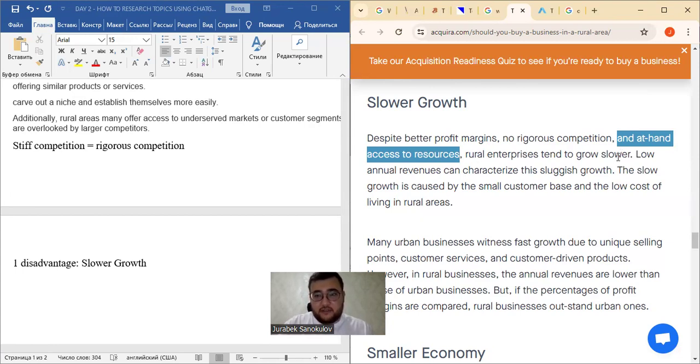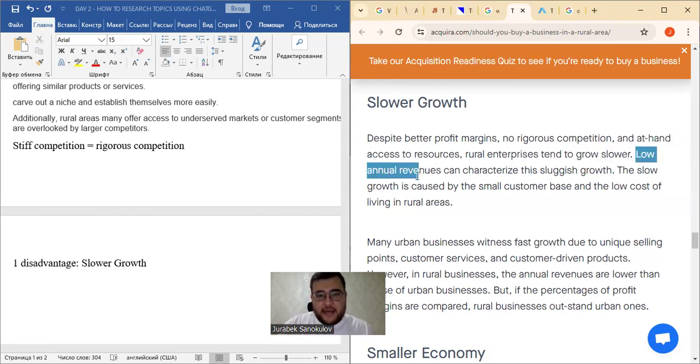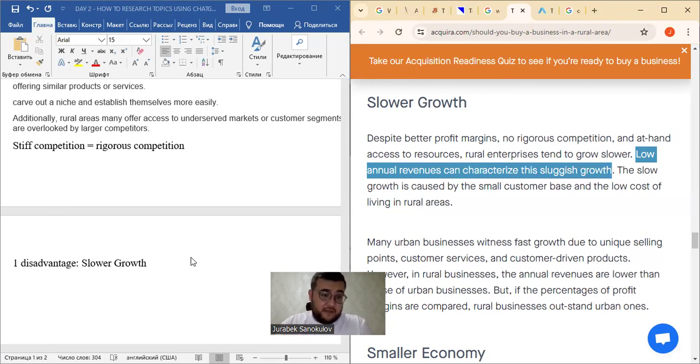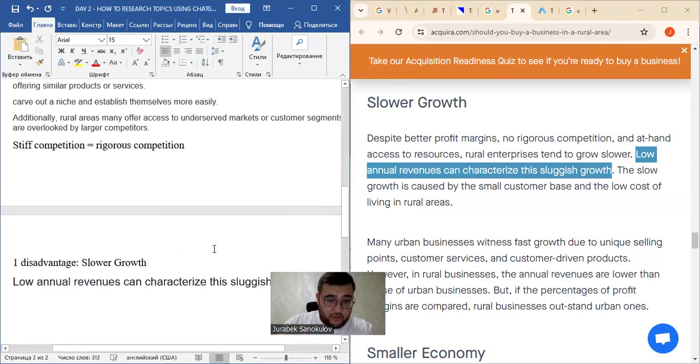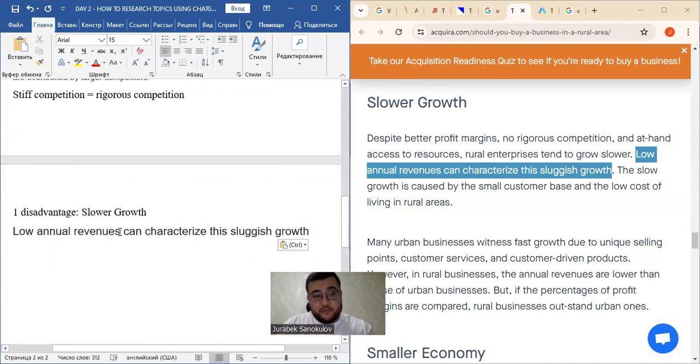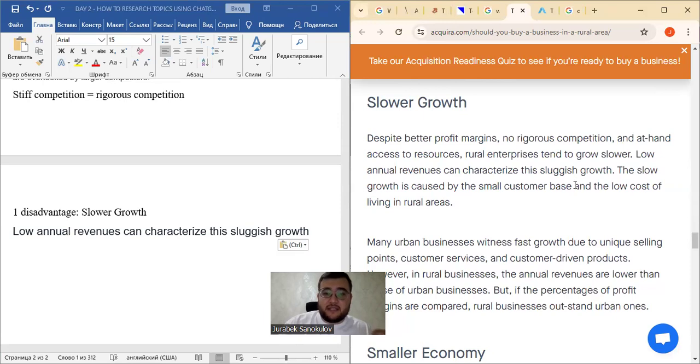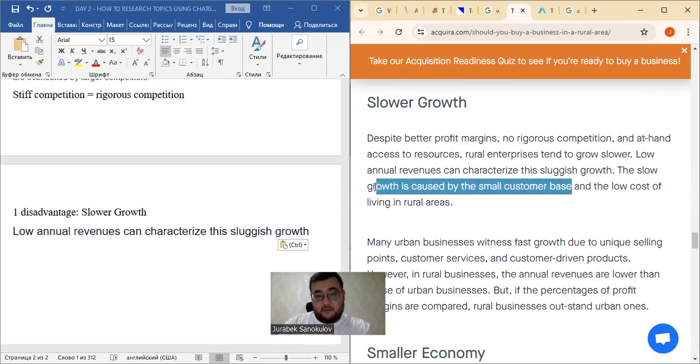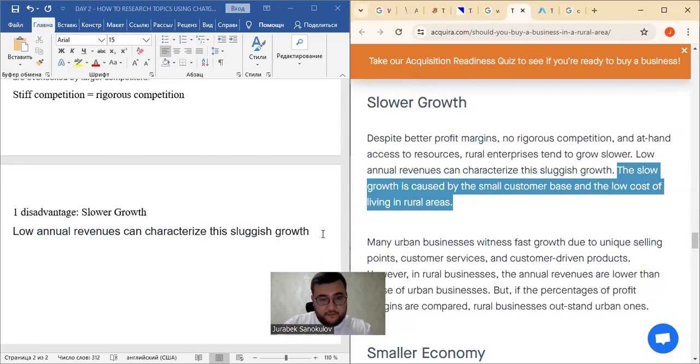Rural enterprises tend to grow slower. Low annual revenues can characterize this sluggish growth. I mean, that's a nice chunk of language. Revenue basically means income. Sluggish means slow. So that's a nice word. The slow growth is caused by the small customer base. Small customer base. I'm going to copy this. Oh, let's copy this whole sentence itself.